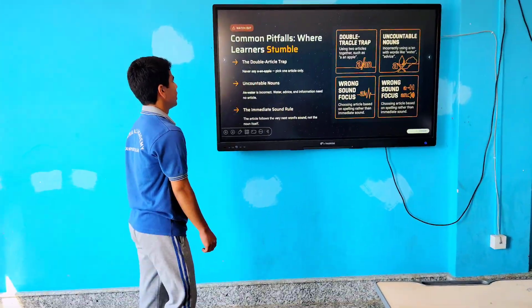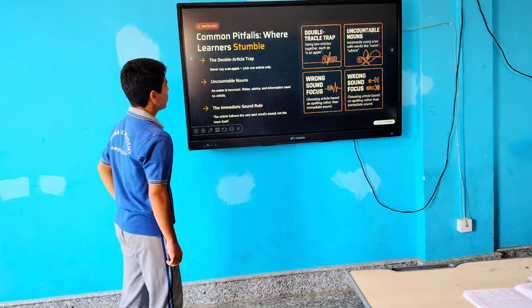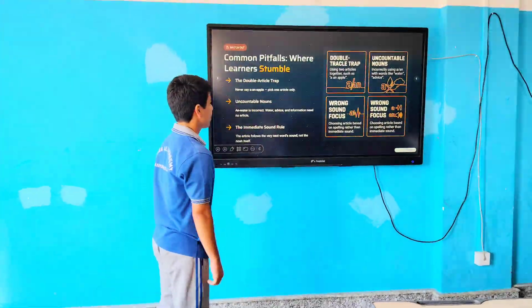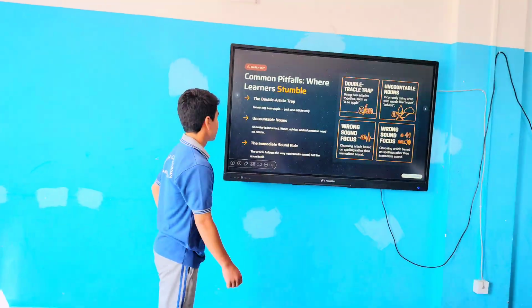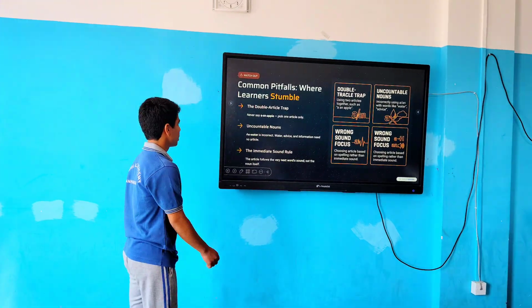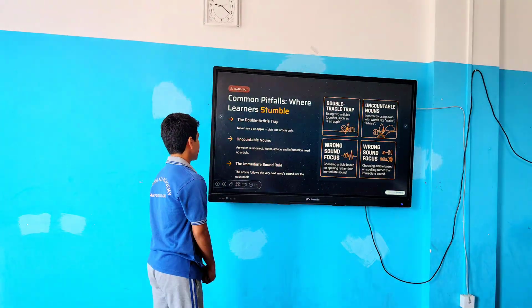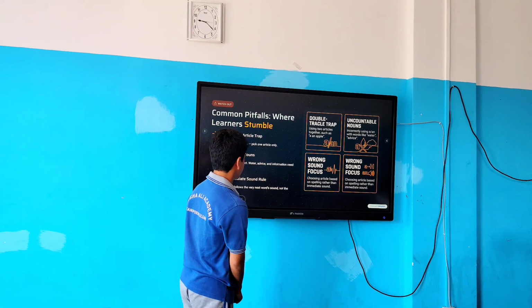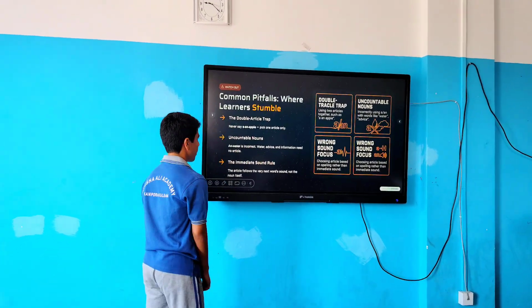Common pitfalls where the learners get confused. The double article trap. Never say "an apple" with another article. Pick one article only. Many get fooled by this, so you should choose wisely. The uncountable nouns: "a water" is incorrect.